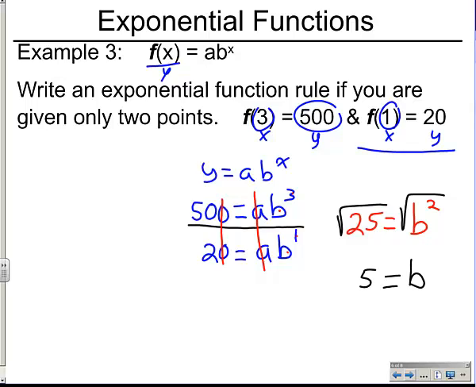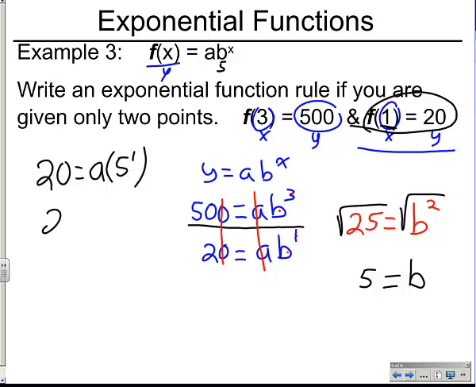So I know I now have a b value of 5. So this number here has to be a 5. So how do I get the a value? Well, we'll go back and pick one of these numbers. I'm going to choose this one right here because it's smaller. We have a y value of 20. I still don't know what the a value is, but my b value is 5, and of course my exponent was a 1, so 5 to the first power.